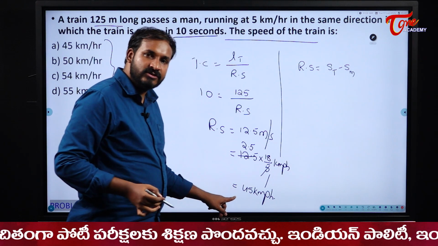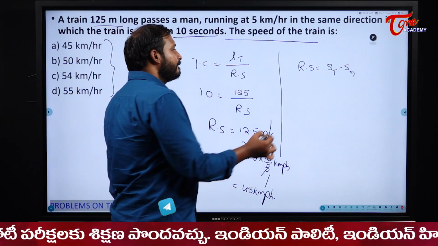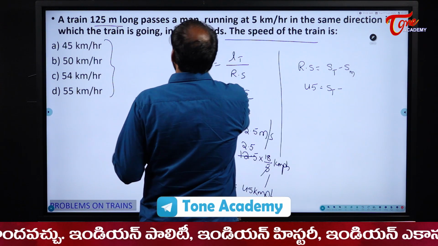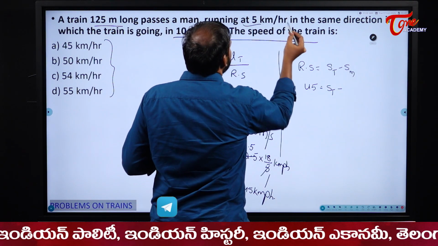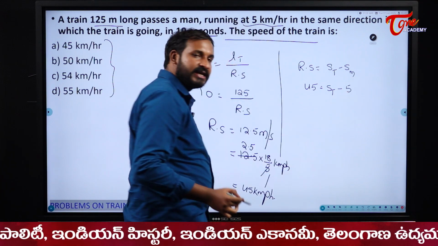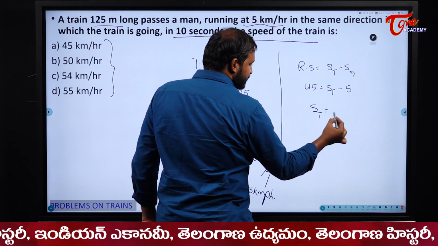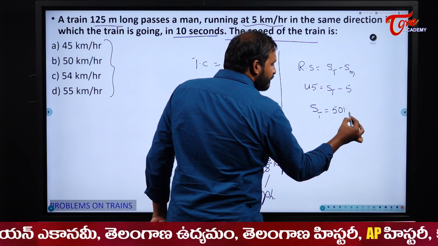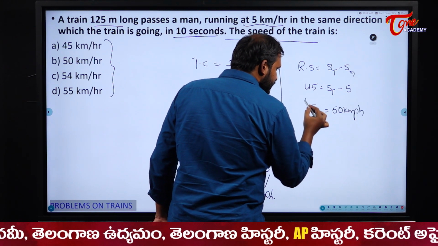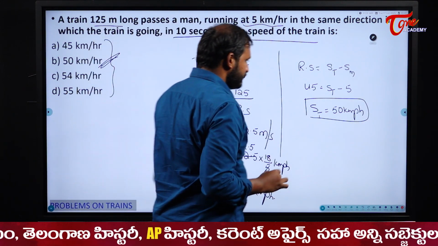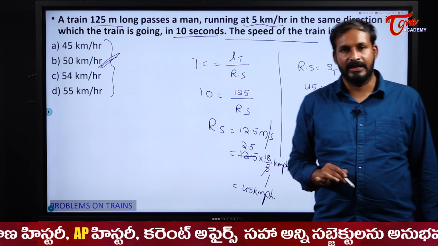So relative speed, just now we calculated what it is? 45. And speed of the train we need to find minus speed of the man is what? He is running at what speed? 5 kmph. He is running at 5 kmph. When that 5 comes to this side, it will become what? Plus. So the speed of the train here is 50 kmph.